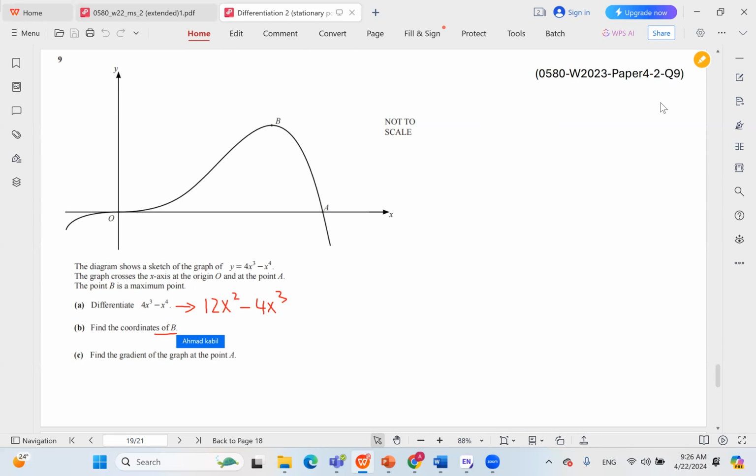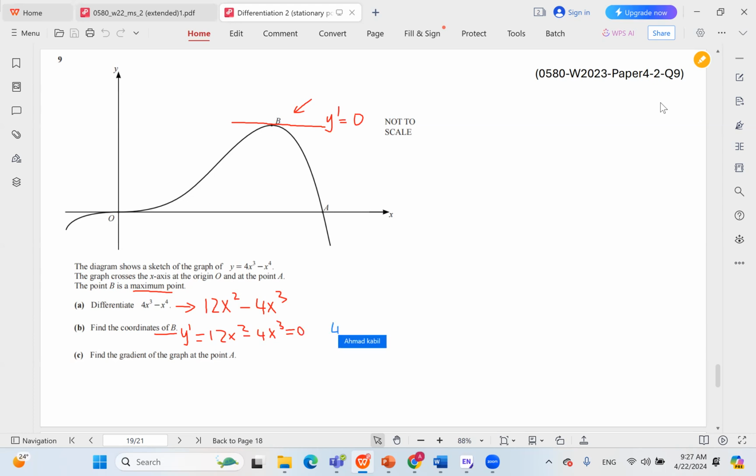So the trick here is that they did not say the word stationary point or turning point. However, they did say maximum point, and it looks like it's a maximum point from the curve. So you can tell here that the tangent will have zero slope. It will be a horizontal tangent. So y dash equals 0 at this point. And we can apply this logic to question B, because y dash equals 12x squared minus 4x power 3, which is equal to 0. So if we solve this expression, we can get the value of x.